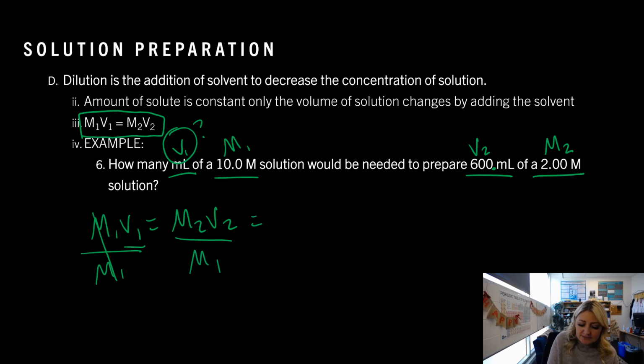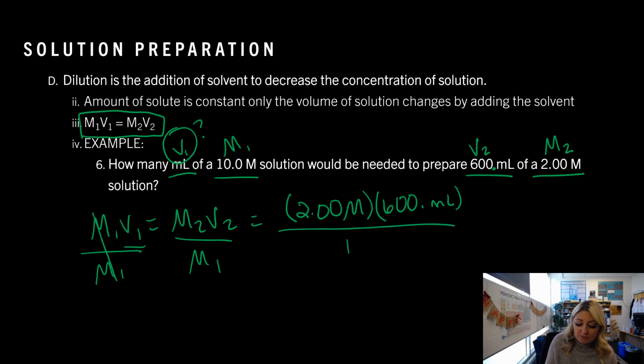Okay, so let's go ahead and plug in some numbers. M2 is 2.00 molar times V2, which is 600. milliliters, divided by my initial molarity, which is 10.0 molar. So that's a pretty strong, pretty concentrated molarity. I wouldn't want to work with that, depending on what the solution is. I guess if it's vinegar, I wouldn't care. Acetic acid, no big deal. Hydrochloric acid, no thank you.